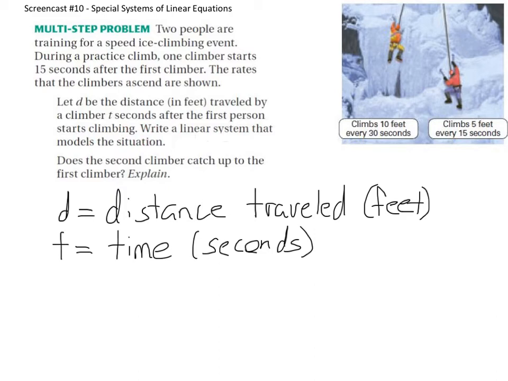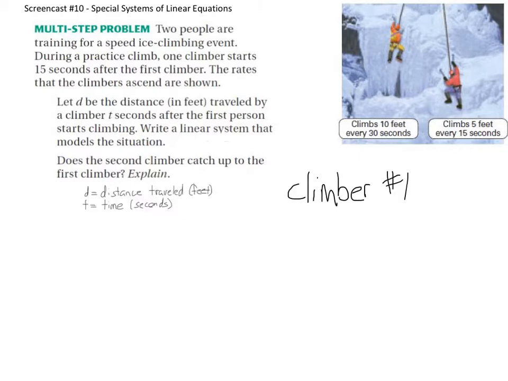What we need to do is create an equation that represents the ascension rate for each of these climbers, keeping in with their times as well. So let's start with the very first climber. The first climber, which we'll call climber 1, appears to climb 10 feet every 30 seconds. So let's talk about his rate. He is climbing at 10 feet every 30 seconds.